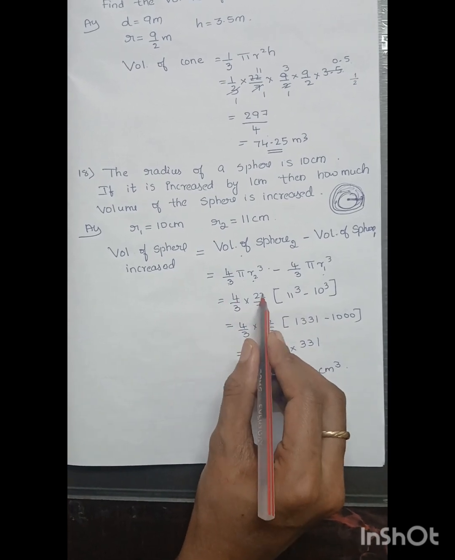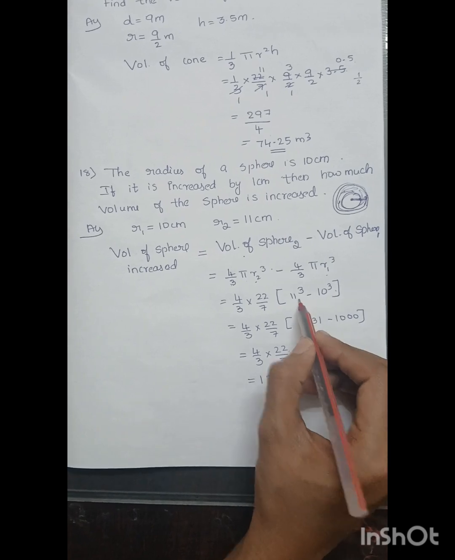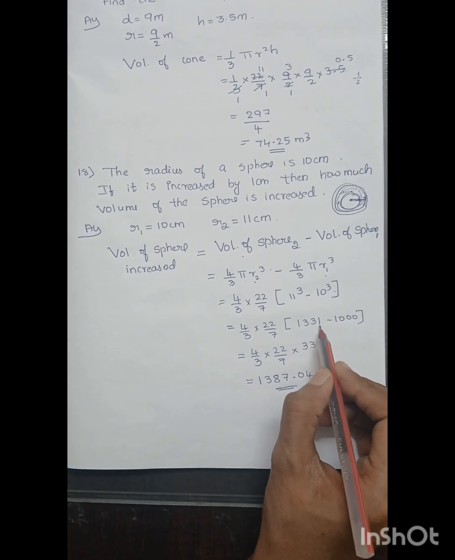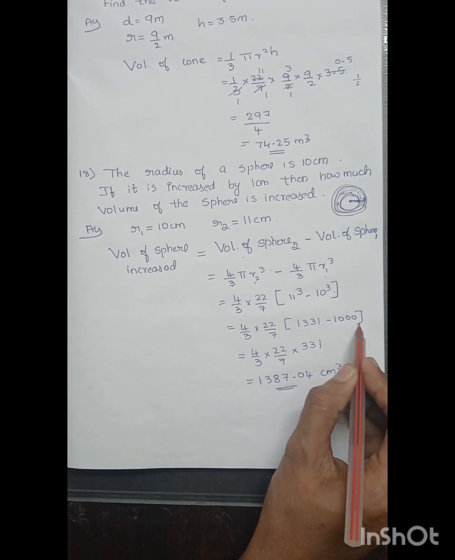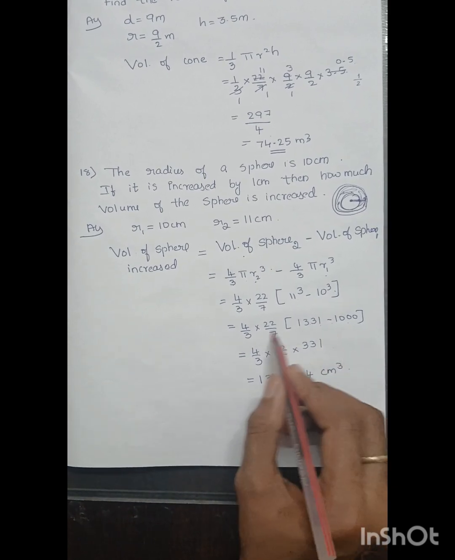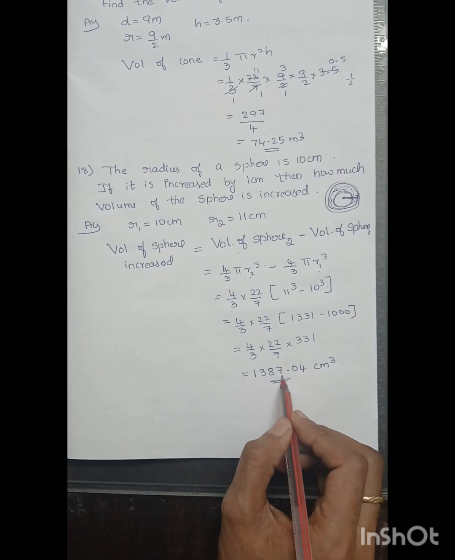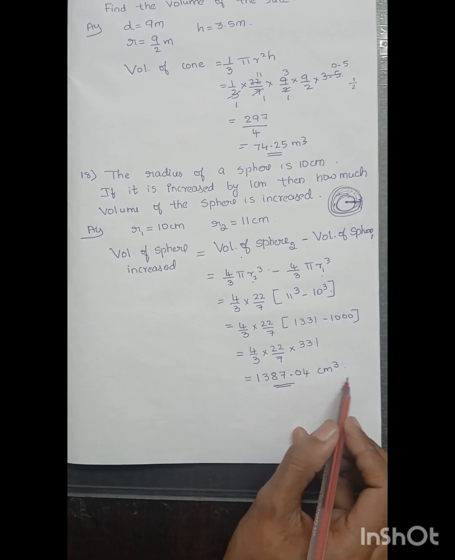4 by 3 into 22 by 7 into (11 cube minus 10 cube). 11 cube is 1331 minus 10 cube is 1000. After subtracting this, we will get 331. After solving these numbers, we will get 1387.04 centimeter cube.